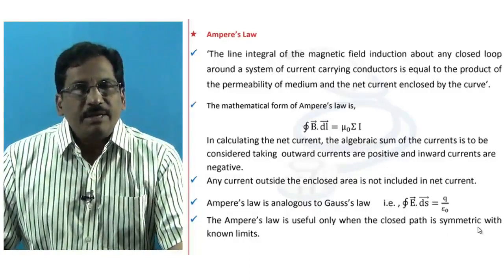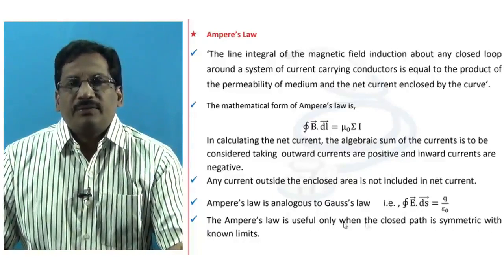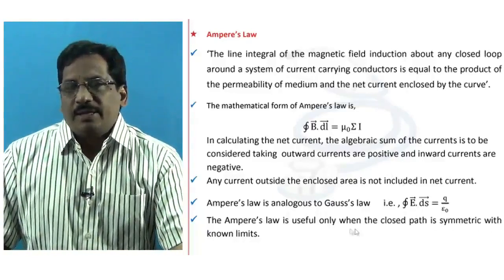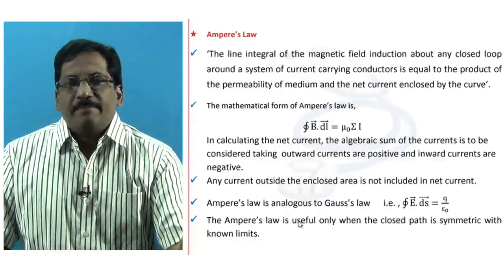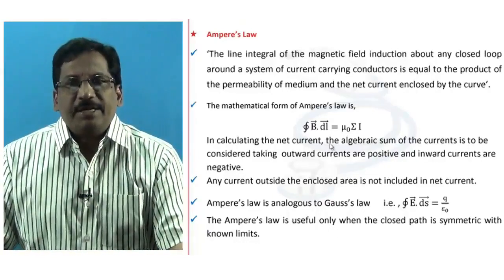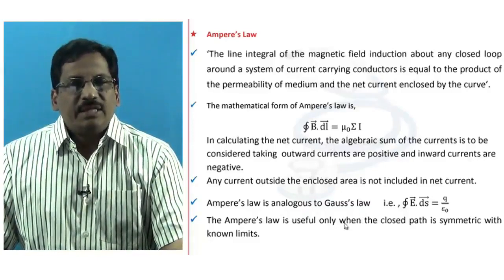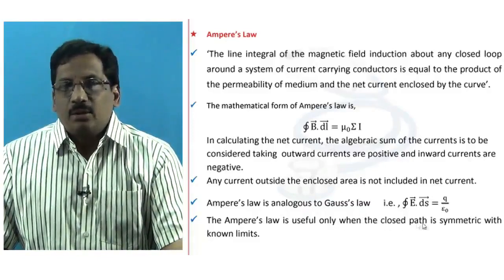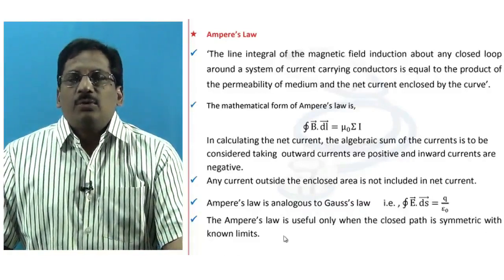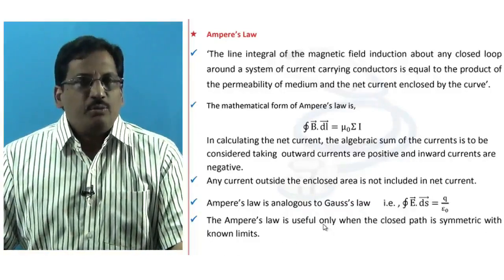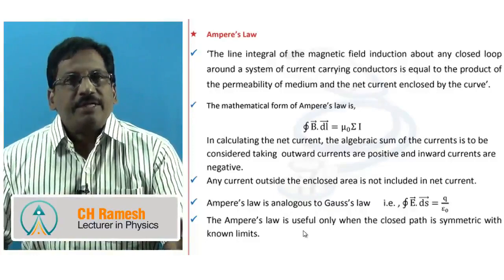So such symmetric closed paths with known limits have to be selected so that the application of Ampere's law becomes convenient to us. So Ampere's law is useful with that limitation only, when the closed path is symmetric with known limits. So we have some numericals on this concept and we take up those numericals.